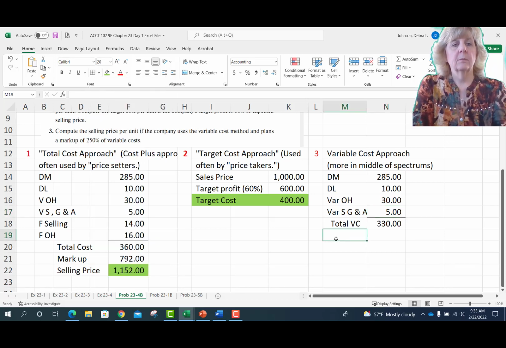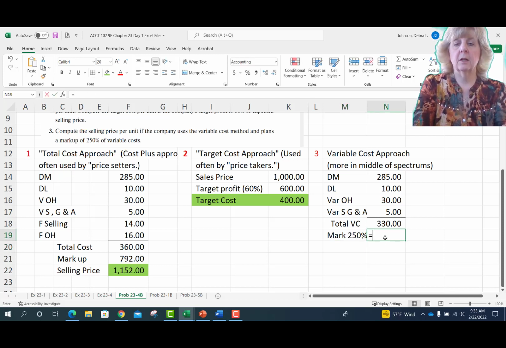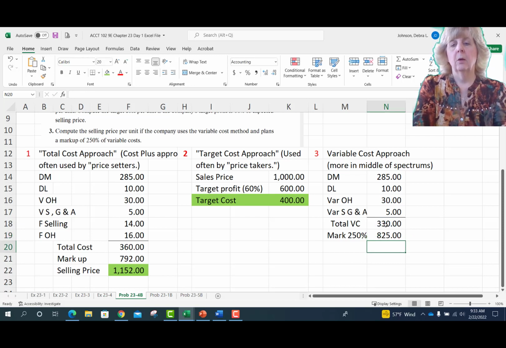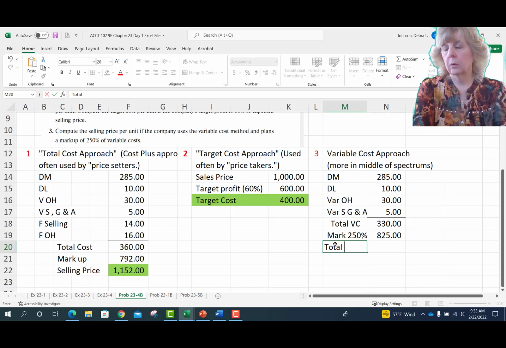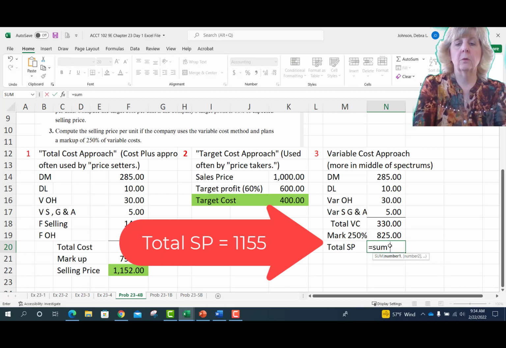Okay, now this markup needs to be 250% of the variable cost. So 250%, that means that this is going to be the $330 times the 250%. When I allow the computer to calculate that, we get a total cost, or actually I should call it a total selling price, of the sum of those two.